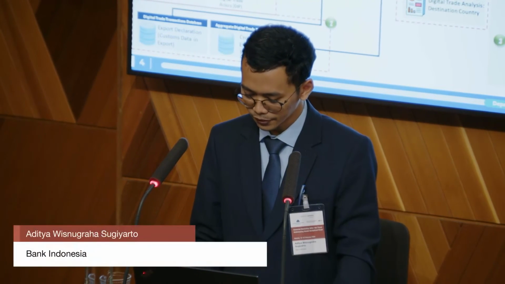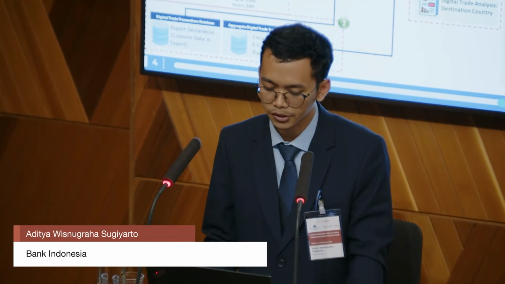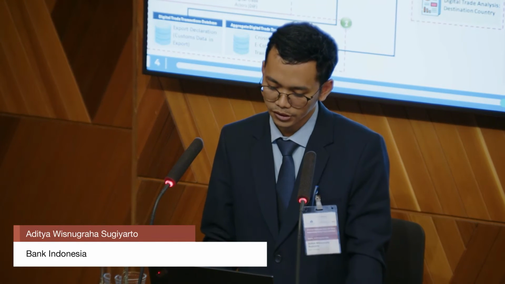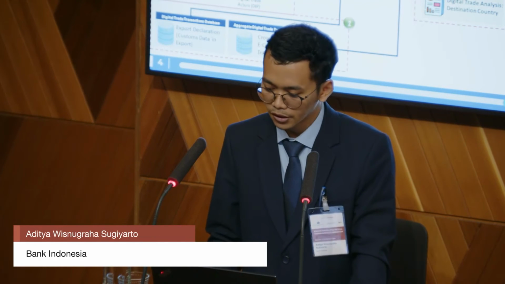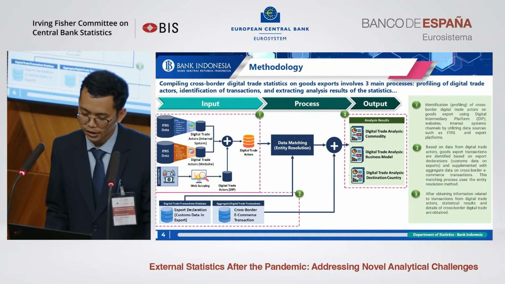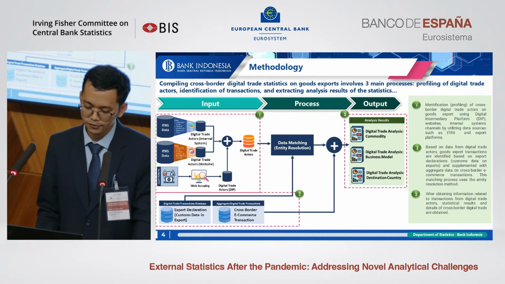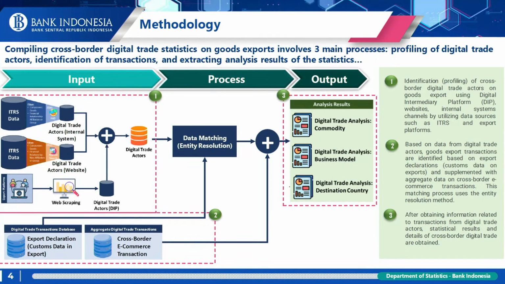First of all, please pay attention that this paper only focuses on goods export. Compiling cross-border digital trade statistics on goods export involves 3 main processes. The first one is profiling of digital trade actors. Based on the handbook on digital trade, digital trade actors are divided into 3 types based on their transaction channels: actors who use an internal system, actors who use a website as their transaction channel, and actors using a digital intermediary platform or marketplace.